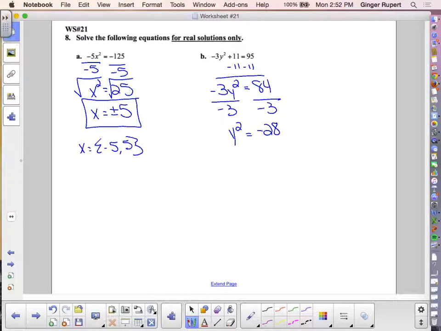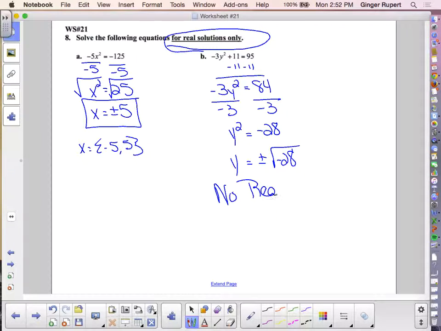Oh, we don't even have to, do we? y is equal to plus or minus the square root of -28. We're asked for all the real solutions only, so this has no real solutions. It will have imaginary solutions, but no real solutions.